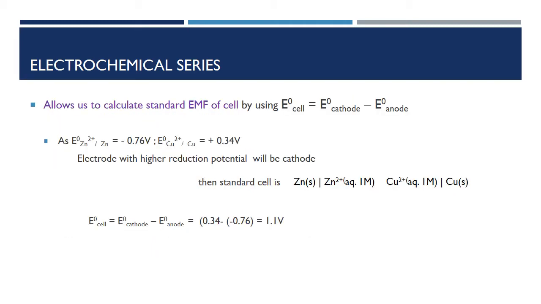The electrochemical series allows us to calculate the standard EMF of a cell by using the equation E0 cell is equal to E0 cathode minus E0 anode. If the standard reduction potential of cathode and anode is known, we can calculate the EMF of the cell. In this particular example, the standard reduction potential of zinc and copper is shown. The electrode with a higher reduction potential here is copper, hence it acts as the cathode, and zinc acts as the anode. The value so calculated is 1.1 volts.